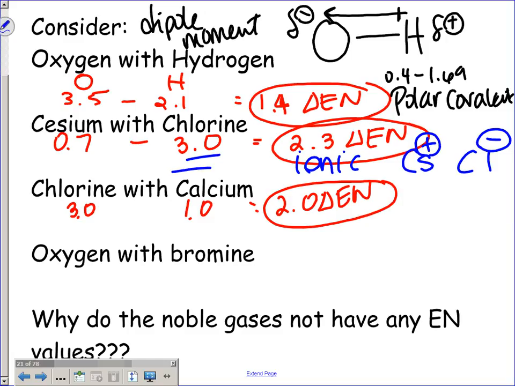So similarly, we have a 2.0. So what do we have here? Ionic again. So who gets the electrons? Chlorine, because it is more electronegative. So I'm just going to draw this backwards in this case. Chlorine's going to get the full negative charge, where calcium gets the full positive.